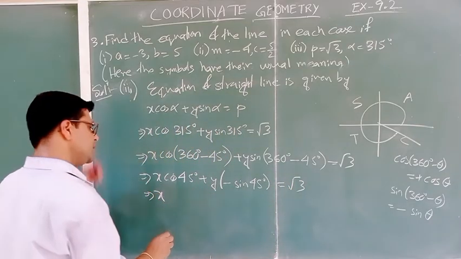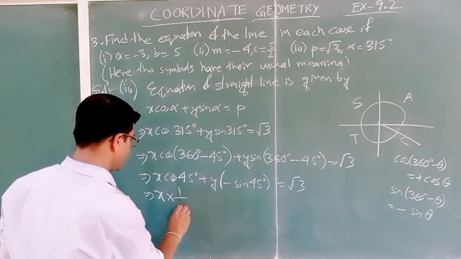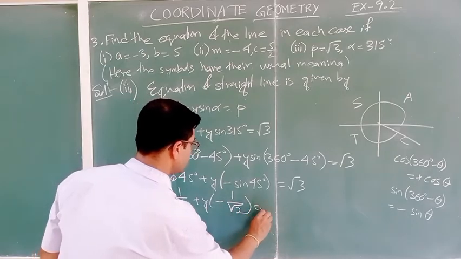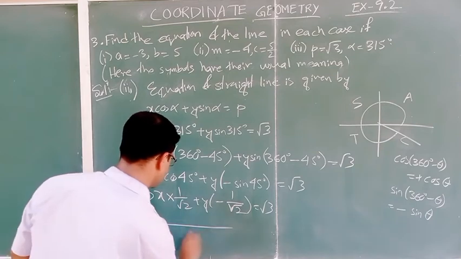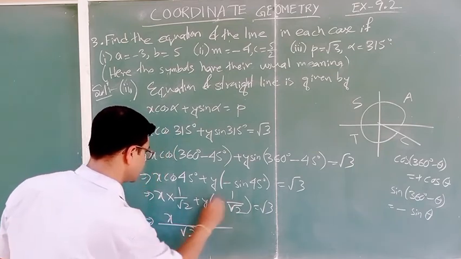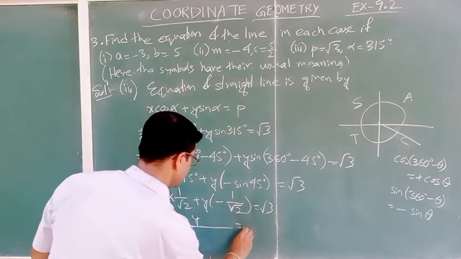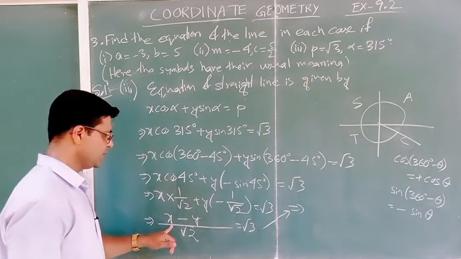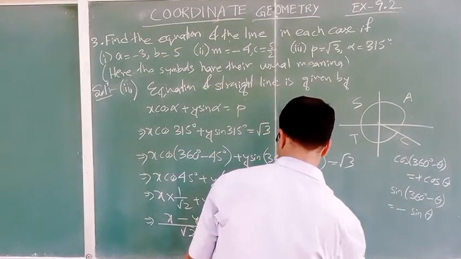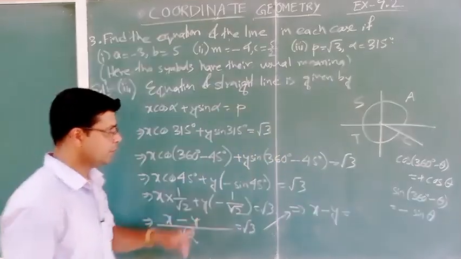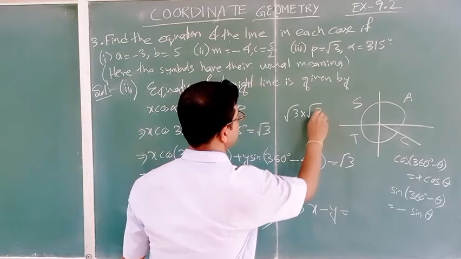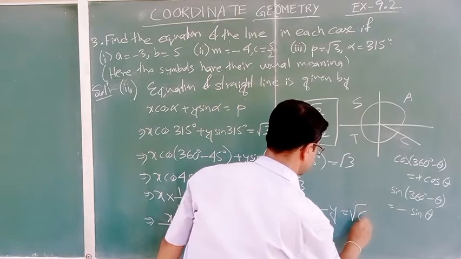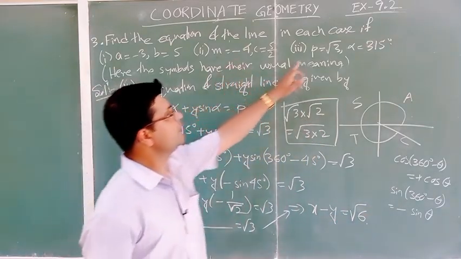Now dear student, what is the value of cos 45 degree? 1 by √2. This is also 1 by √2, and √3. Let us take the LCM. What is the LCM? √2. So this is x plus minus minus y, root 3. Okay, only one line is left from here. Don't get confused. So let us do the cross multiplication. So x minus y root, now here we shall multiply root 3 into root 2. Root 3 into root 2, what is it? Root over 3 into 2, root 6. In this way we have got the equation where p and alpha are given.